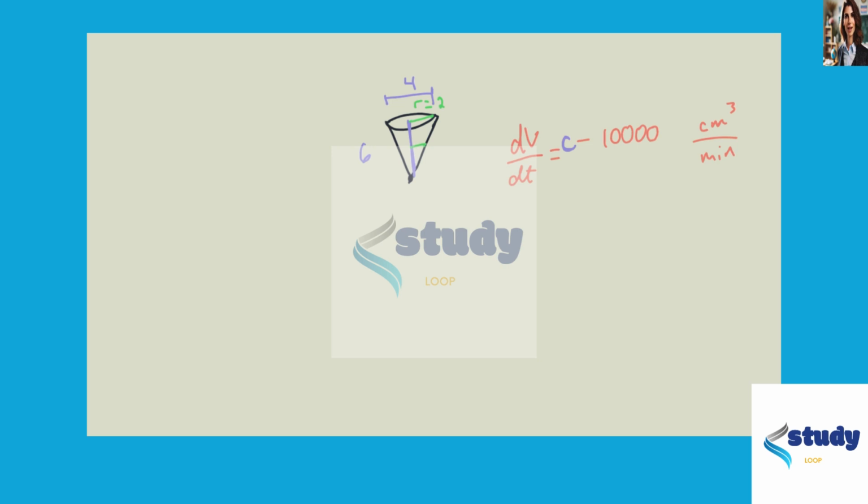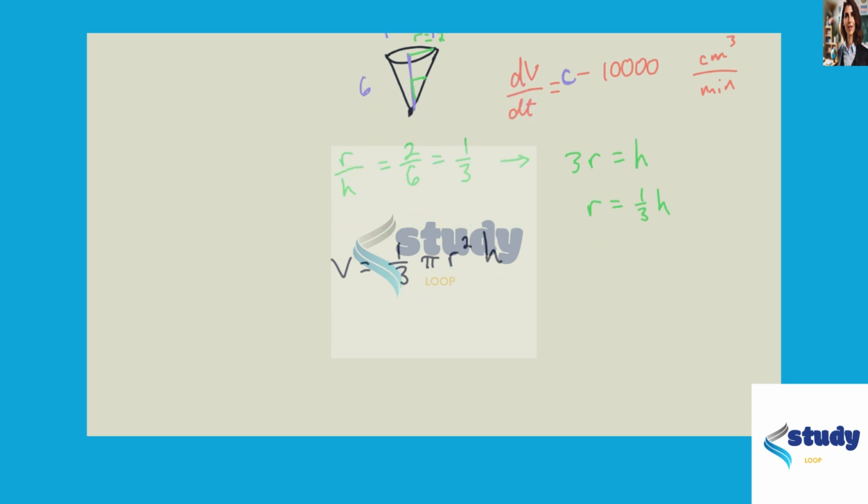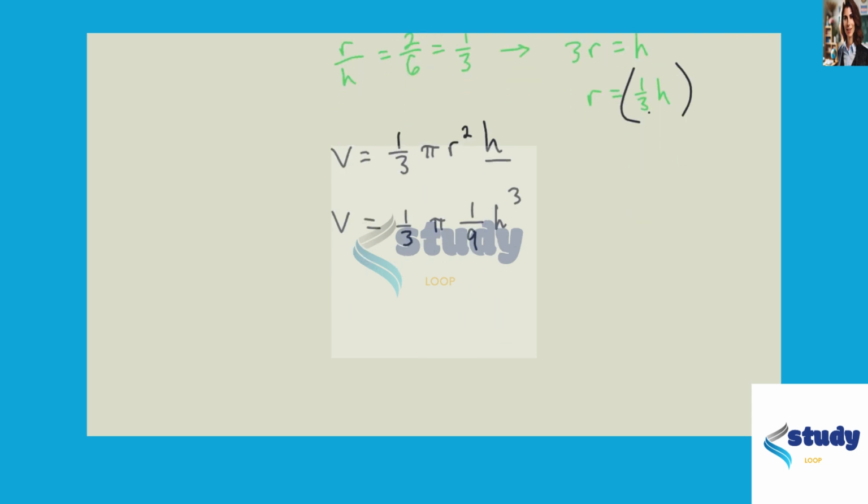And so we have similar triangles in here, so the radius to the height is always this proportion of 2 to 6, which I could reduce to 1 to 3. I'd rewrite this as r = 1/3 h, because when you go to the volume equation, which is 1/3 pi r squared h, I can replace the r with 1/3 h. So the volume is 1/3 pi, well, 1 squared is 1, 3 squared is 9, h squared times this other h is h cubed.